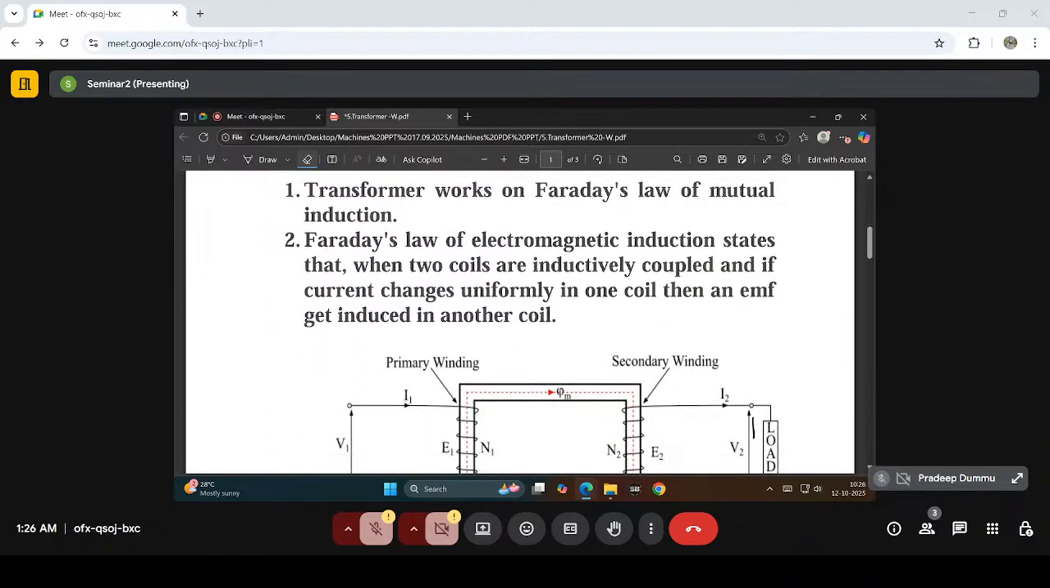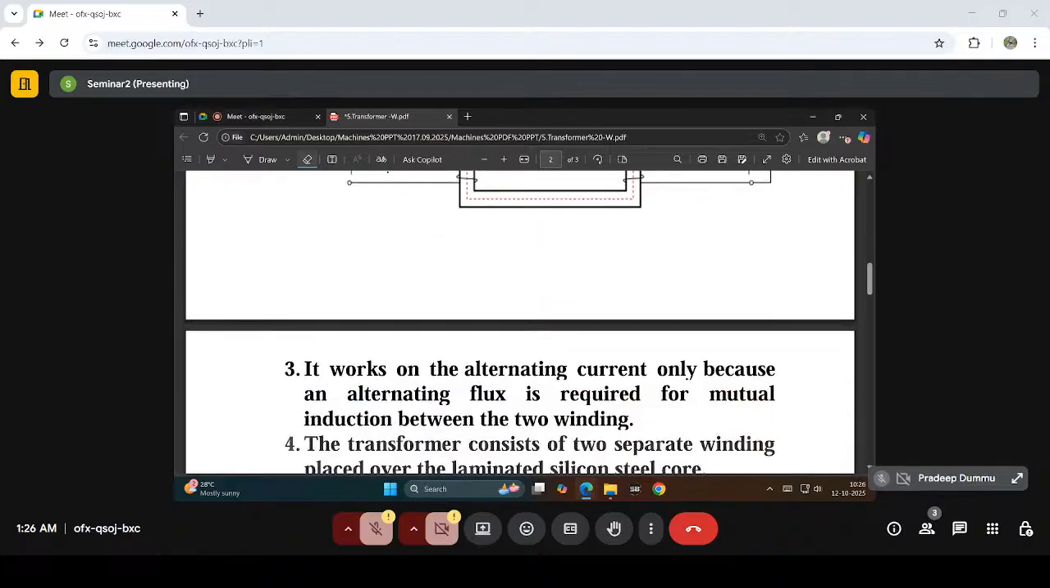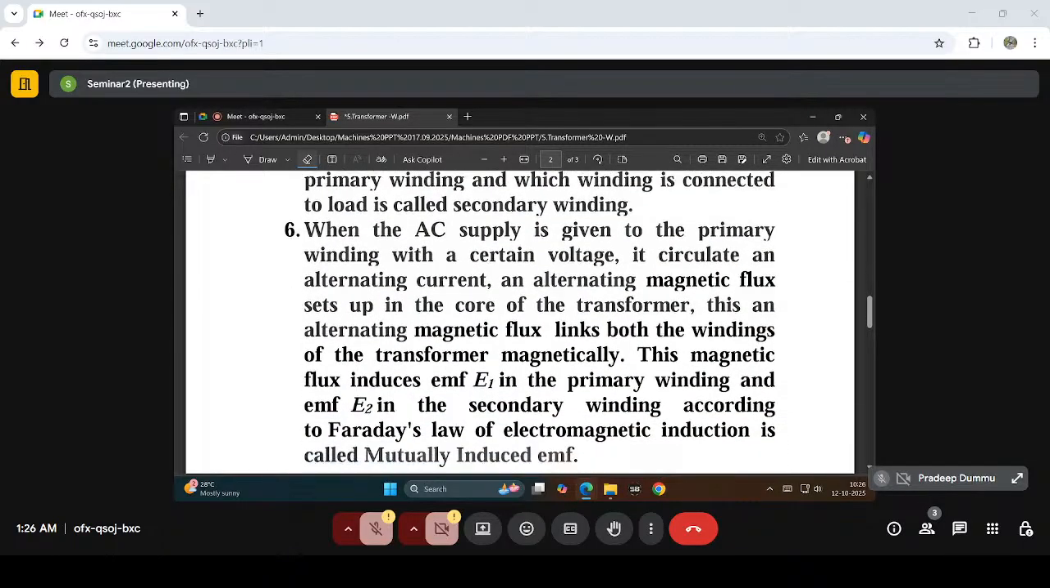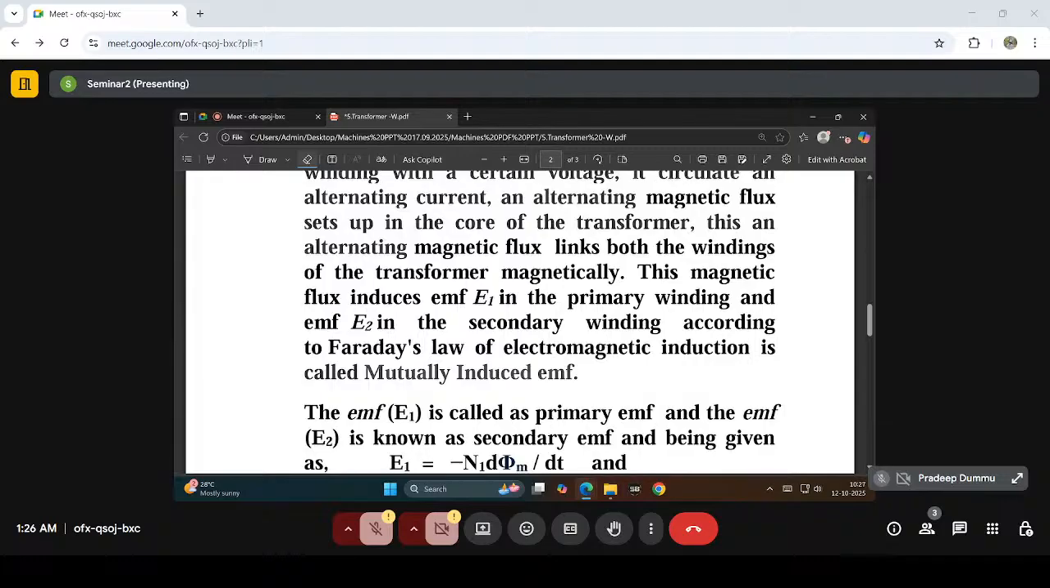Working principle. Okay, I have given 10 points. Right, N1 is greater than N2. What kind of transformer is it? N1 is greater than N2: step down transformer. N2 is greater than N1: step up transformer. అలా ఇస్తాడు క్వశ్చన్స్. లేకుంటే V1 is greater than V2: step down.